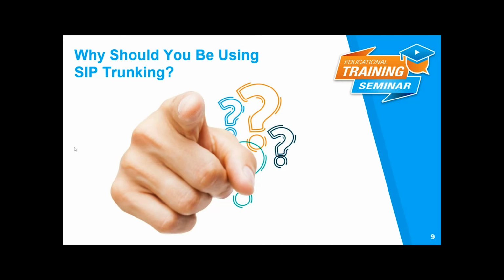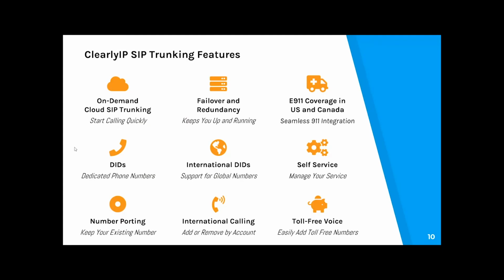Unlimited access to global phone numbers for your business and your team. So if you have offices or personnel all over the world, or you want to market a local phone number to a specific area or region, you will have access to phone numbers any place, anywhere. Some of the features that make ClearlyIP SIP trunking so valuable are important as well. I'm going to go over those features, like on-demand cloud SIP trunking, so you can start calling quickly without the complexity of multiple configuration steps or the inconvenience of waiting days for changes to be effective.